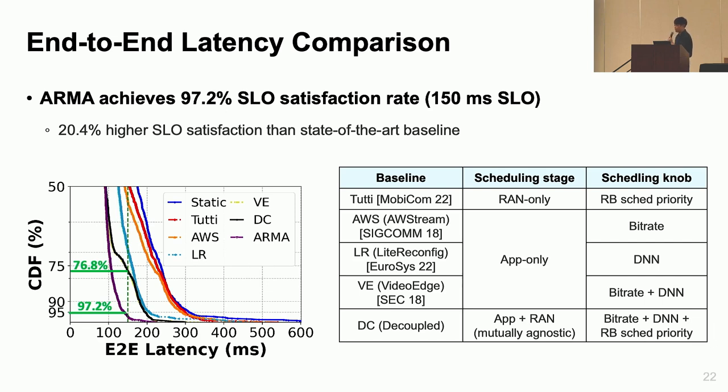First is the end-to-end latency comparison of ARMA against various state-of-the-art video analytics systems over the application and the RAN. As we can see here, ARMA achieved a 97% latency SLO satisfaction rate, which is notably 20% higher than the state-of-the-art baseline composed of application and RAN schedulers that operate in a decoupled, mutually agnostic manner.